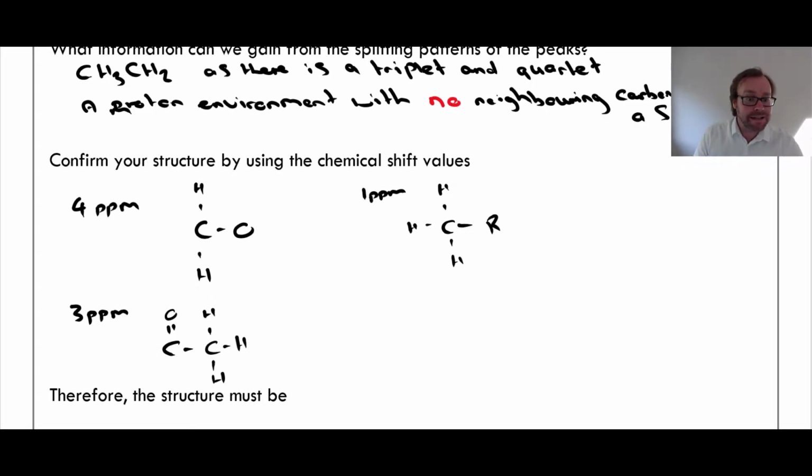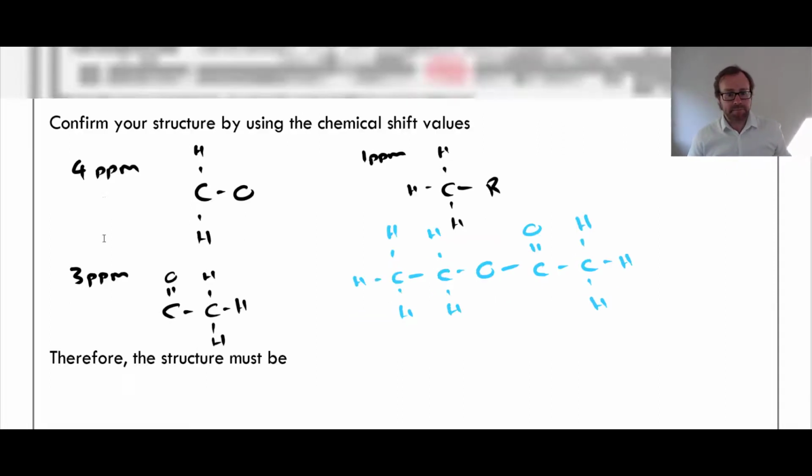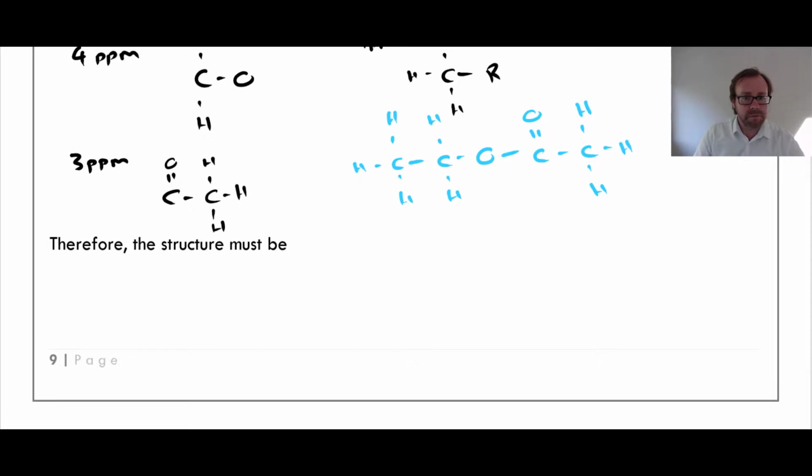Okay, I can now add these together. So I start with my R group, which would be CH3. Remember, my R group needs to be next to a C and H, so it's got to be this one, CH2O, which goes to my group at 3 ppm, so it would look like this. Okay, so my structure must be, I'm just going to write it round how you usually see it, CH3COOCH2CH3.